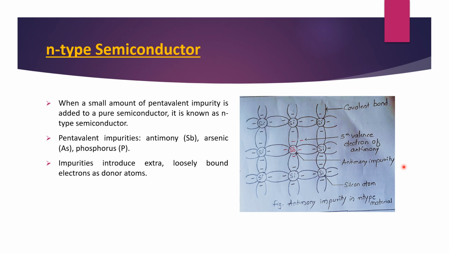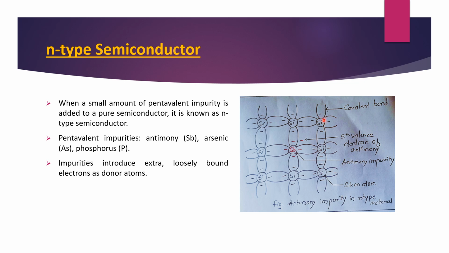Whenever an external impurity tries to fit in this structure, what happens? See, Sb has 5 valence electrons. Out of 5, 4 electrons are shared in the covalent bonds. As you can see here, 1, 2, 3, 4 covalent bonds and 4 electrons are shared here. So 1 electron is set free. What is that free electron doing? Basically, that electron is set free and takes part in the conduction, electricity conduction.